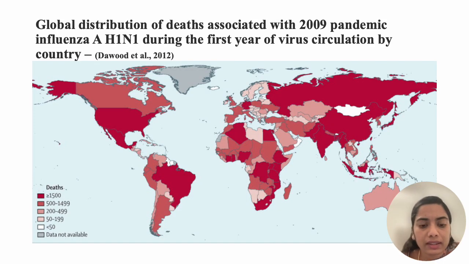This is the map showing the global distribution of deaths associated with the 2009 pandemic influenza A H1N1 during the first year of the virus. The dark red color shows more than 1500 deaths, not cases, deaths. So you can see how many deaths there were all over the world. Almost all the countries had more than 1500 deaths due to this H1N1 virus, as shown in this graph.